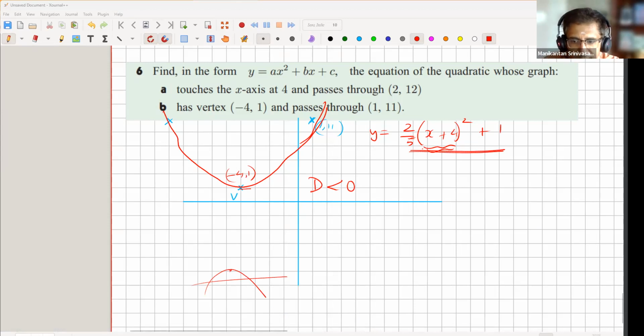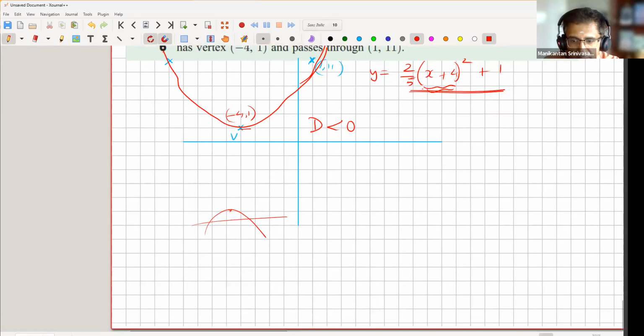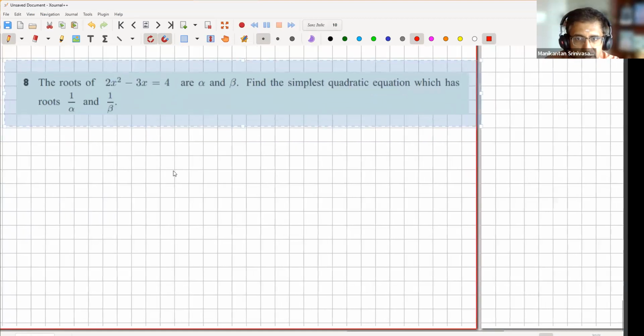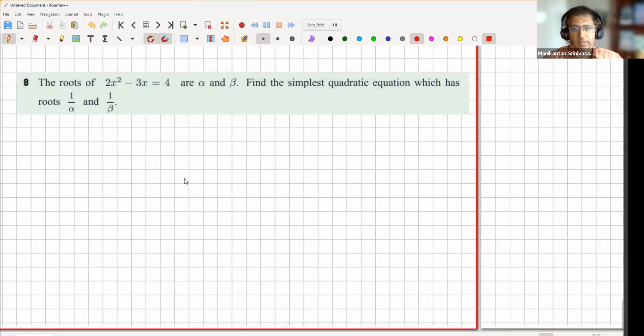Okay, let's do question 8. I'll give you guys 2 minutes to think about it. But you have not encountered this type of question before. Or have you? The roots are alpha and beta. Find an equation whose roots are 1 by alpha and 1 by beta. Have you done this kind of question before? You have? Avya, you were nodding, I couldn't tell which way. Yes or no? So I haven't, but just look at this.